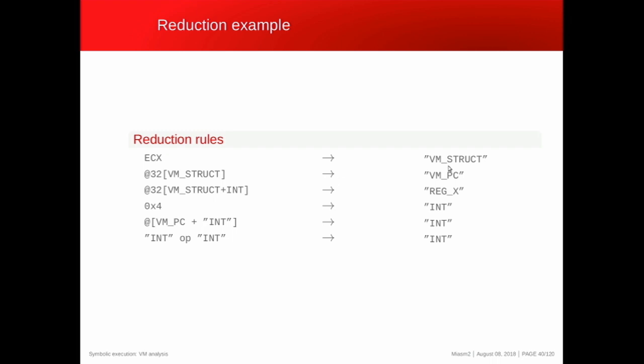You have ECX, which is reduced as VM struct. This memory dereference gives VMPC. This one gives a register, and we don't know which register it is. 4 will be reduced, for example, as integer. And the lookup at PC plus an integer will give an integer, because obviously it's the immediate value of an opcode. And if you have an operation between 2 integers, obviously it will give an integer.